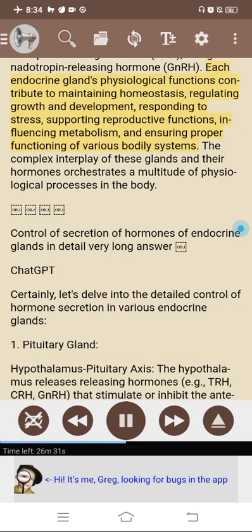Each endocrine gland's physiological functions contribute to maintaining homeostasis, regulating growth and development, responding to stress, supporting reproductive functions, influencing metabolism, and ensuring proper functioning of various bodily systems. The complex interplay of these glands and their hormones orchestrates a multitude of physiological processes in the body.